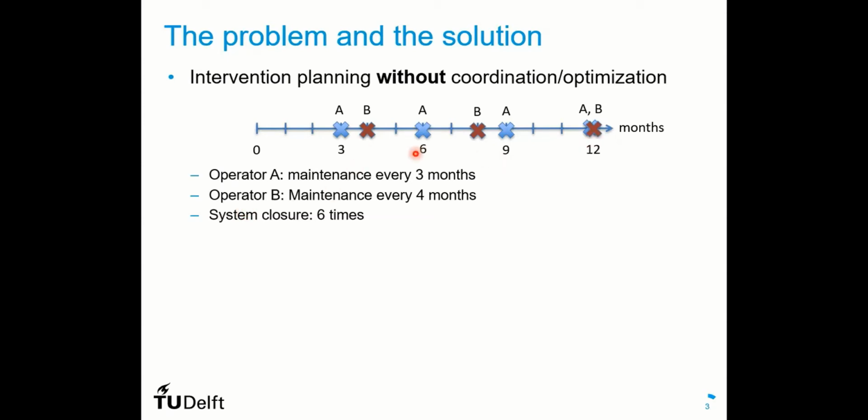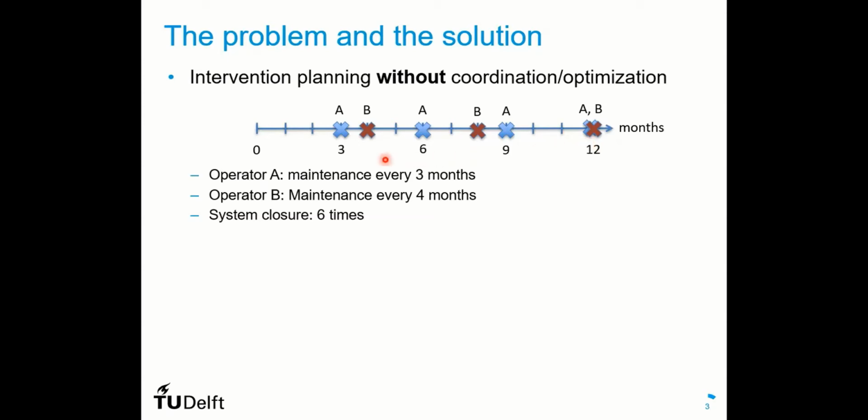and 12. And we assume here that both interventions are going to cause interruption to our system. For example, if our system is a road system, and operator A wants to excavate the road to do intervention for a water pipe that's under the road, and operator B wants to just improve the road. So both interventions are going to interrupt the road. So we cannot use the road. So in this case, we have 6 different interruptions for our system. We call them system closure.